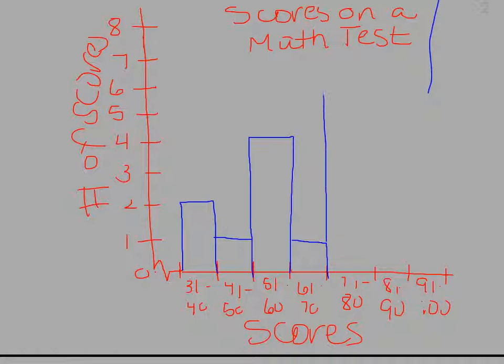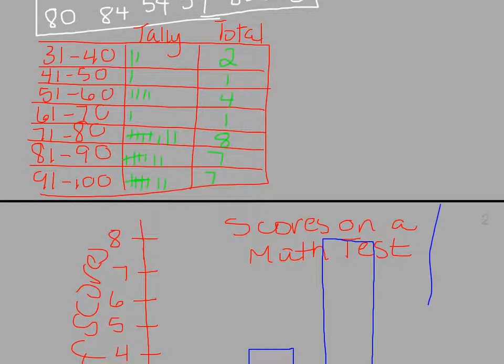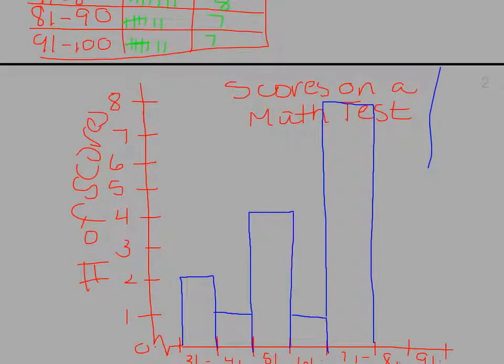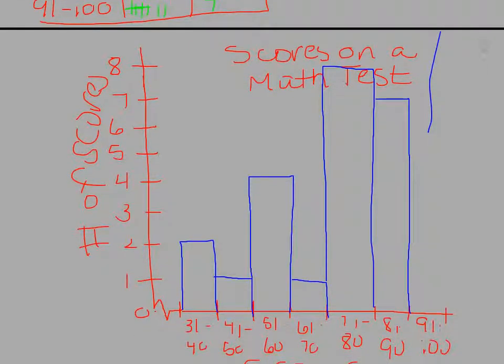71 to 80 goes up to 8. That's where most of my scores were. And normally your bars shouldn't go into your title like that. So make sure you write your title higher than that. 81 to 90 has 7, which is right there. And you can see that that bar is skinnier, and it shouldn't be. And then 91 to 100 is also 7, so that bar will be right there as well. So I'm going to fix this, move that, make those the same height.